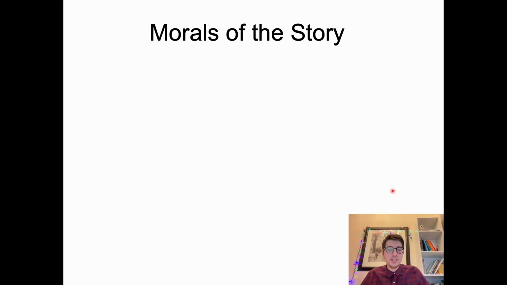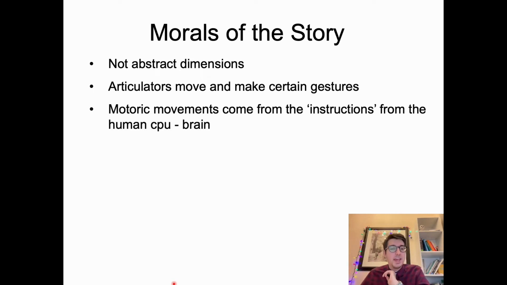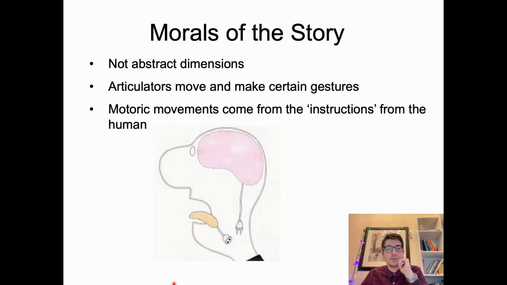Okay, so the morals of the story, number one. I have morals of the story number two at the end, but the morals of this story are the following. These are not abstract dimensions that we talked about. These are the articulators that move and make certain gestures. So we have certain articulators. We give instructions to those articulators from the brain in which way they need to move. The motoric movements come from the instructions from the human CPU or the brain, right? And I told you this.